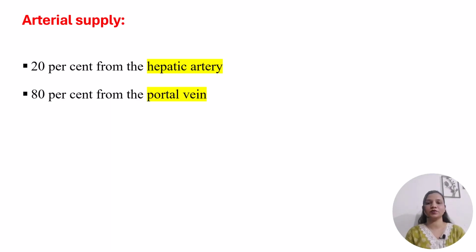In today's lecture, we are going to discuss the blood supply, nerve supply and lymphatic drainage of the liver. So let's get started. First, we'll discuss the arterial supply.